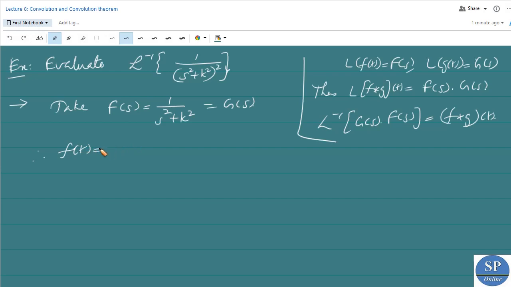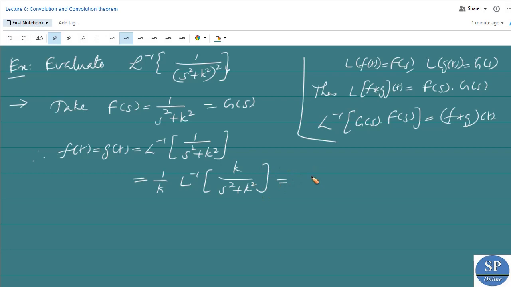Therefore f(t) = g(t) = inverse Laplace transform of 1 by s square plus k square. We know this is equal to 1 by k into L inverse of k by s square plus k square. This is nothing but 1 by k into sine kt. So this is equal to g(t) and this is equal to f(t).